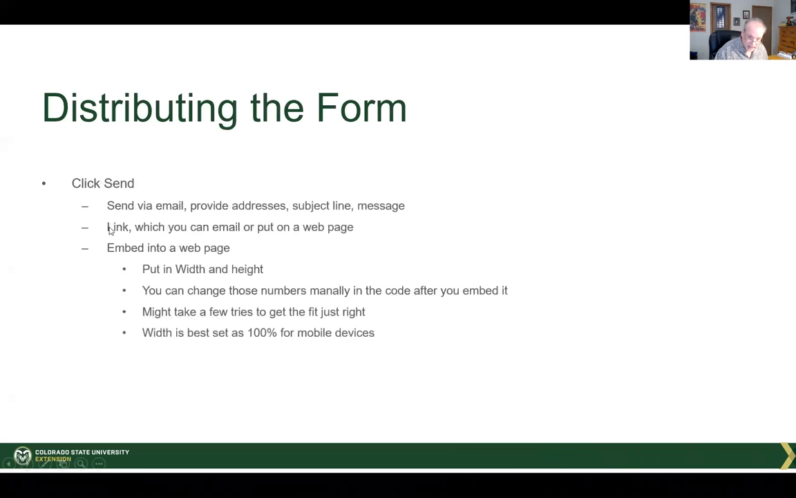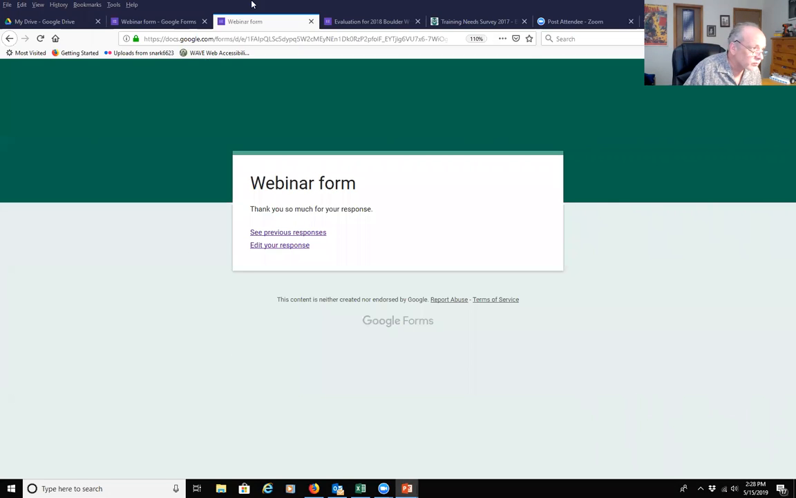You can also embed that link into a web page, which is what we're doing today. It's going to ask you to put in a width and a height. You can change those numbers manually in the code after you embed it. Sometimes it takes a few tries to get it right. And again, you want to set your width at 100% in order to assure that mobile devices will see this. So we're going to have to grab the code, then we're going to have to manipulate the code a little bit. So let's go back one last time to Google Forms.